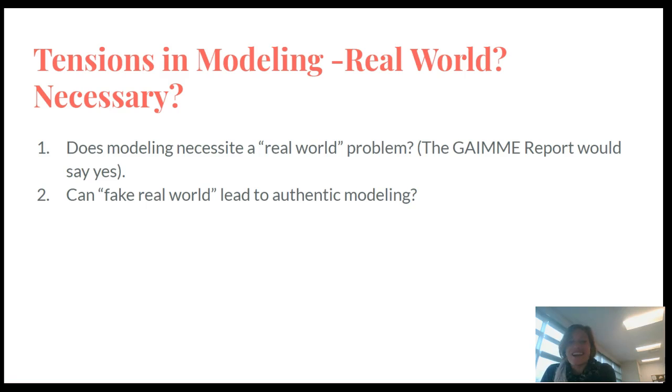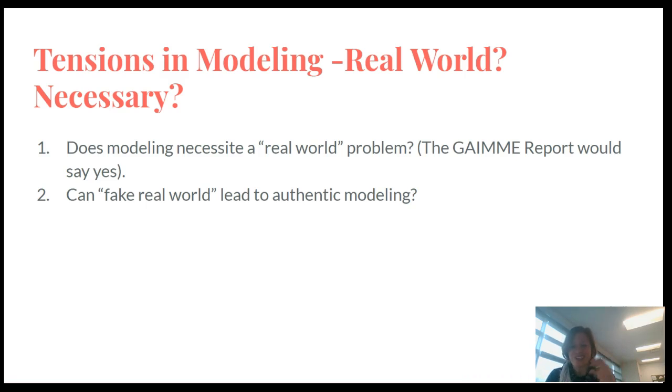So there are a couple tensions here in what real world means with modeling. According to the GAME report, modeling needs to be based in something real world. And there's this tension of what is real world, what isn't real world. Are the textbook questions, the problems that we sometimes skip at the end of the textbook that sort of try to bring in the real world, but we know it's fake? If it is fake, is that modeling? Are we trying to put something that's real world?